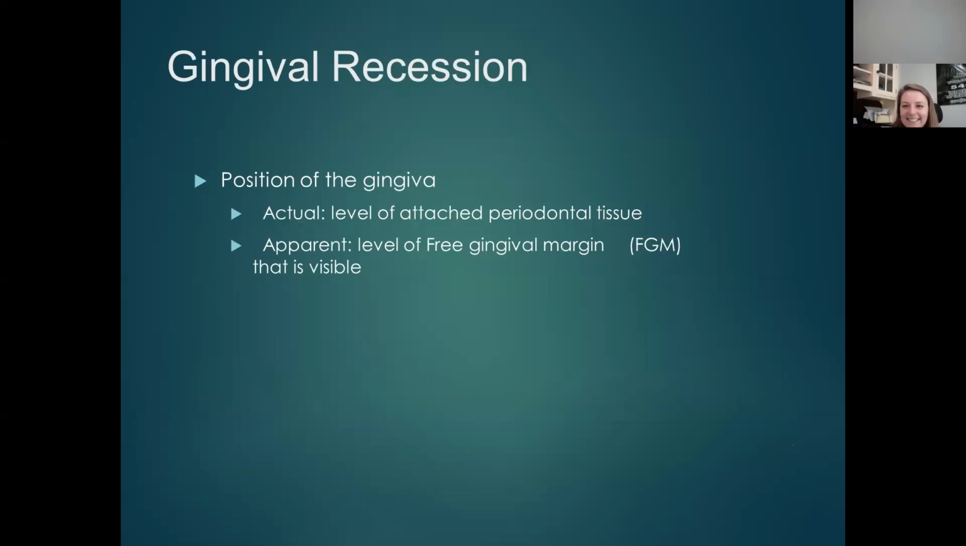So we're looking at where that gingival margin is. Where's the actual level? Or where's the apparent level? The apparent level is also, where is that free gingival margin? Is it above the CEJ or below the CEJ? If it's above the CEJ, we have some subtracting to do. And also, is it a hidden recession or visible recession? Hidden recession is a pocket, connective tissue loss, but the gingival margin is still at the CEJ. So that's hidden recession.